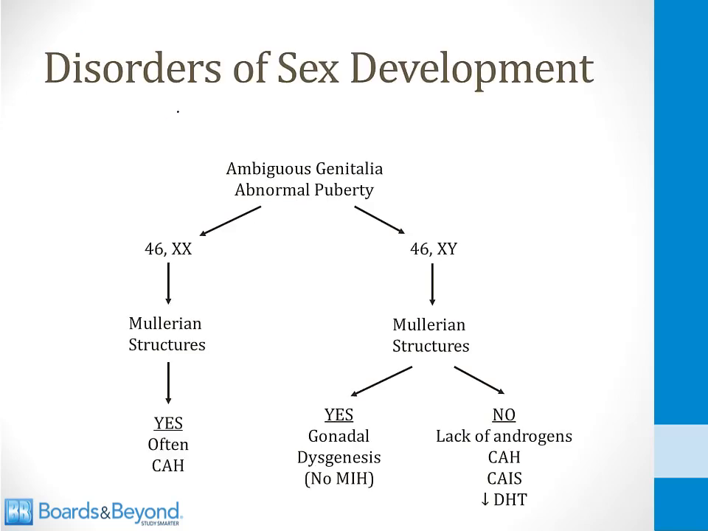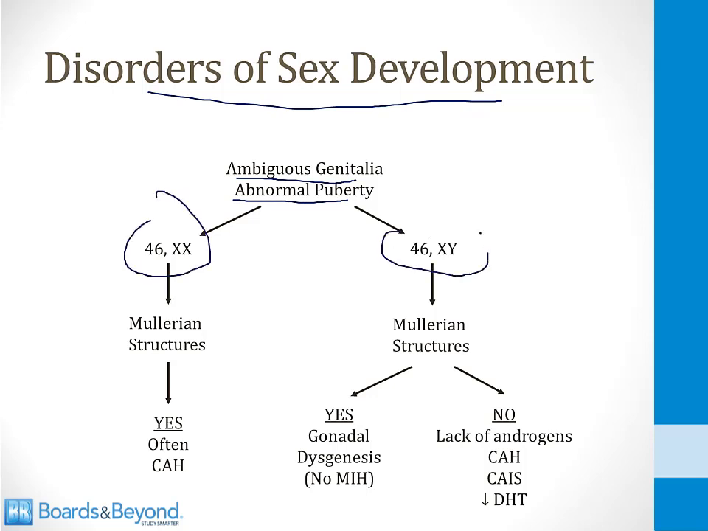This slide shows an algorithm so you can better understand disorders of sexual development. So if a baby is born with ambiguous genitalia or a child develops abnormally at puberty, the first test you want to do is a karyotype to determine whether the child is XX or XY. The next test you want to do is to look for the presence of Müllerian structures. Basically, you want to see if there is a uterus or fallopian tubes.